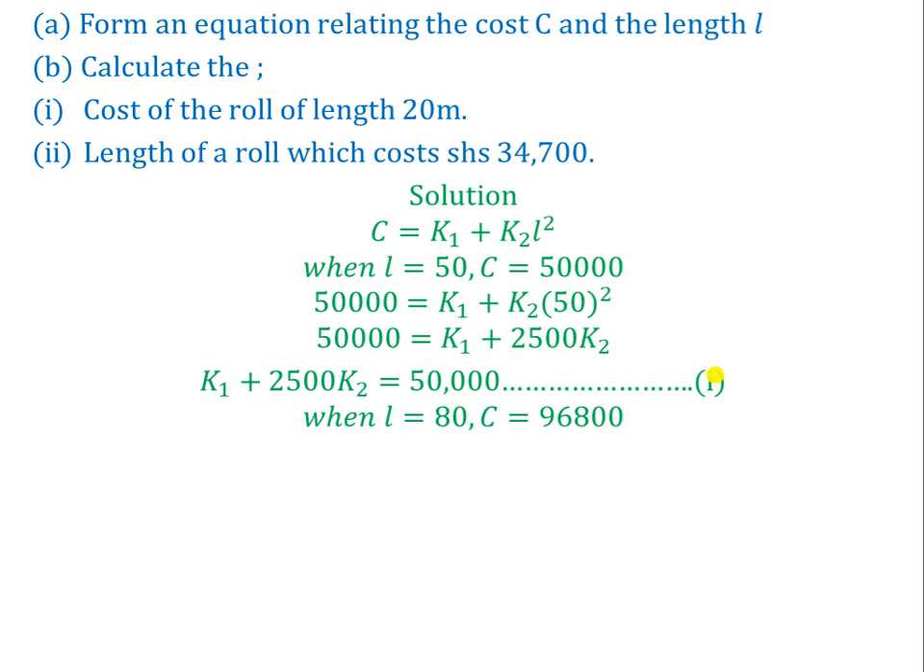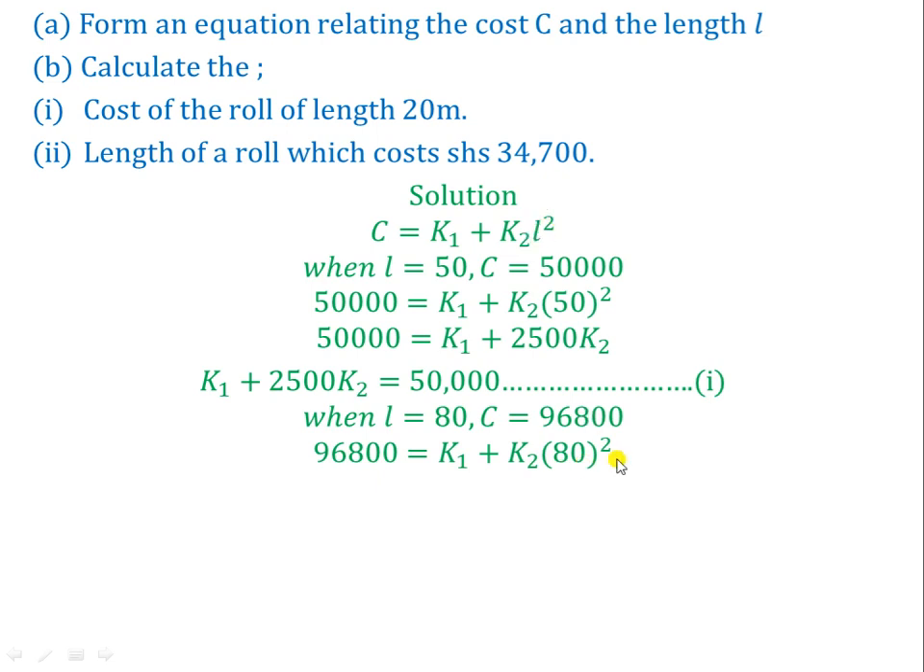Remember, they should always give you two conditions because there are going to be two unknowns. So when L is equal to 80, C is 96,800. That is what we're given. So when you do the substitutions again in the very equation that we started with, you shall have 96,800 is equal to K1 plus K2 into 80 squared, because our L here is squared.